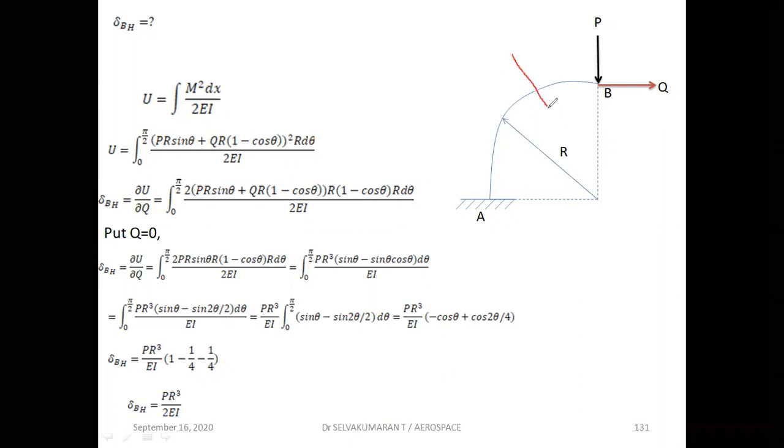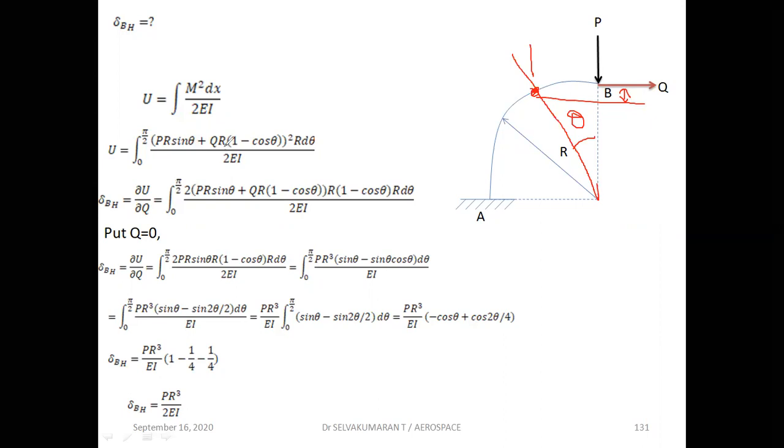Now, as I told you already, I'm taking a section something like this, taking moment with respect to this, and this is theta. This is nothing but PR sine theta. This distance is R sine theta. Now for Q, this is my distance. Total is R, and this distance is R cos theta. So R minus R cos theta will be this distance, that is R into (1 minus cos theta).